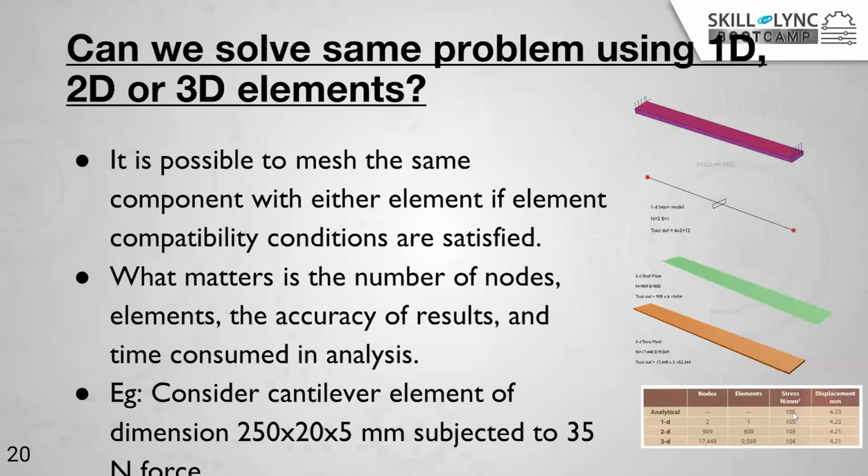Let us see now these are the results. This is the analytical result, meaning results using hand calculations, which gives both stress and displacement. In this case specifically, you are getting better results with the 1D element, but in most of the other problems, you would get better results with 3D elements.